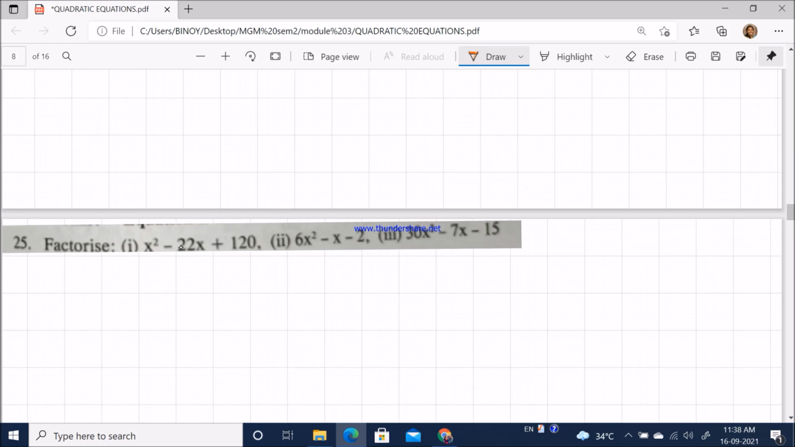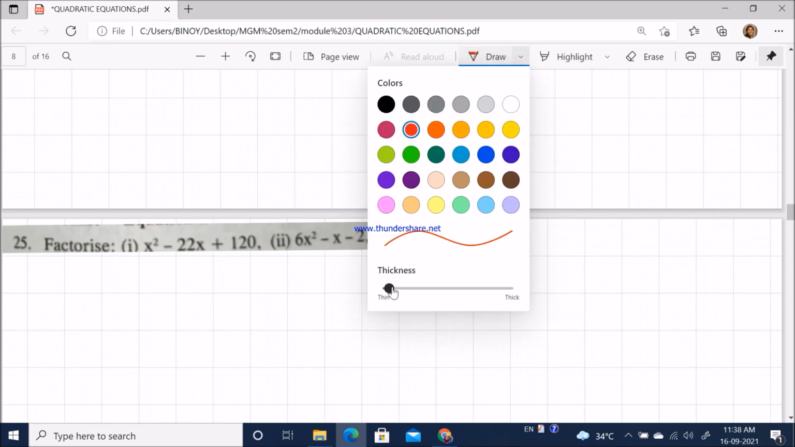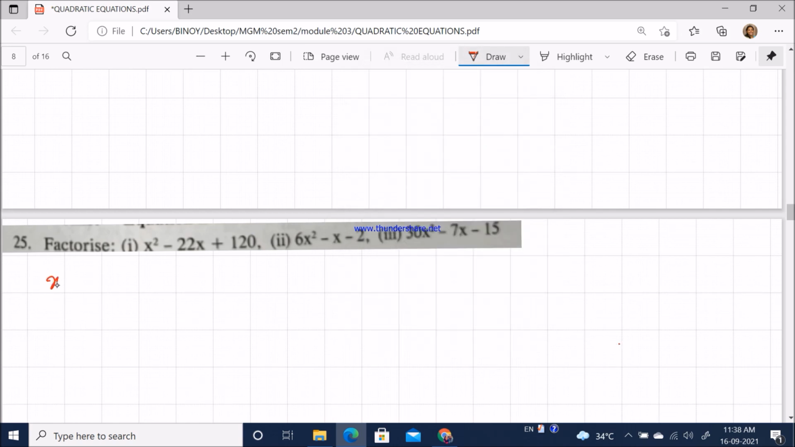So here we have a practice question. It says factorize. So you have to use solution by factors. So the first expression is x square minus 2 into 2x plus 120. This is your first expression. So you need to solve this equation by solving by factors.